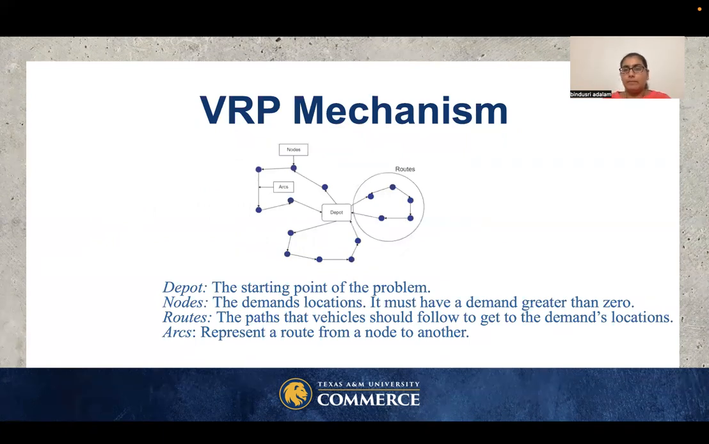Then coming to the VRP mechanism, this is the basic VRP mechanism we'll be using in this project. First, we have the depot over here. This is the starting point of the problem. And then we have nodes. Each node represents the demand locations, that is the customer locations. It must have a demand greater than 0. Then we have the routes over here. The routes are nothing but the paths that the vehicle should follow to get to the demand locations. Then we have the arcs. Each arc represents a route from one node to another node.